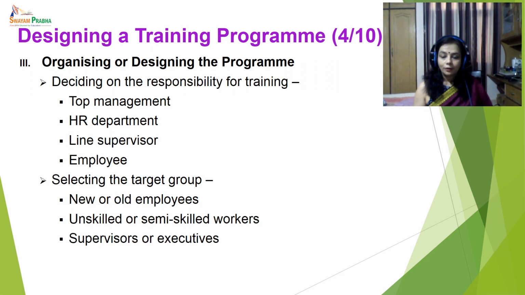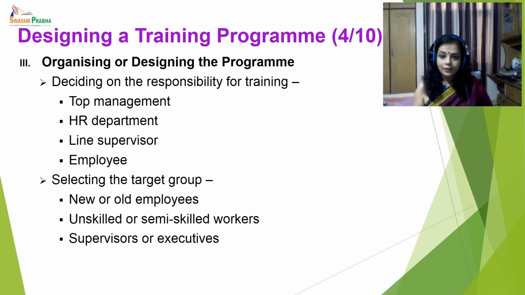One is obviously the top management. The support of top management is very important. So sometimes they initiate the training program on their own, or on the basis of requisition of different line supervisors or line managers, they decide on the training program. But they have the responsibility of deciding about the budget, as well as sanctioning the training program, and allocating jobs also. So the first responsibility lies on the top management.